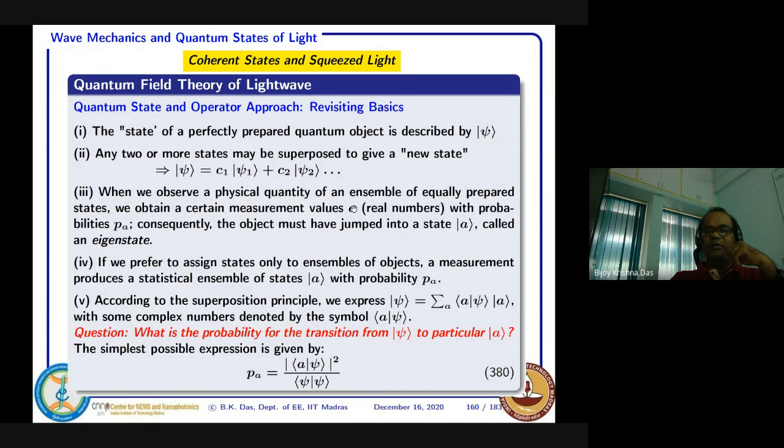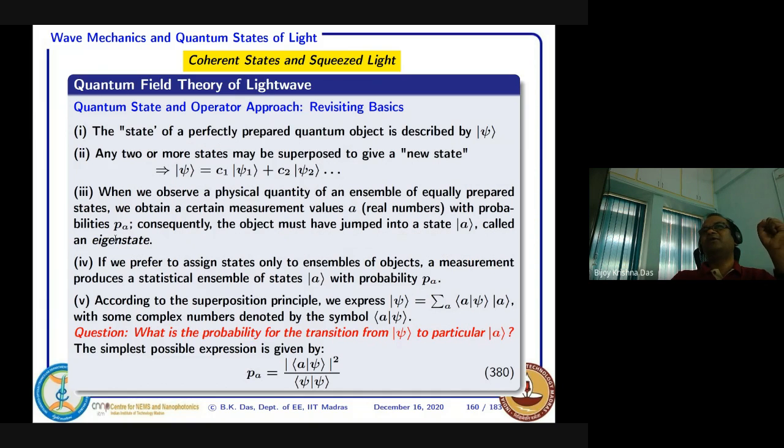When we observe a physical quantity of an ensemble of equally prepared states, we obtain a certain measurement value A with a probability PA. This is just a little from the basics. If you read it, you can relate it to what you have learned earlier. Suppose you have a certain state defined by ket A. This ket A is called an eigenstate. If you measure a state psi, you get the value A, and that value you get with a probability PA.